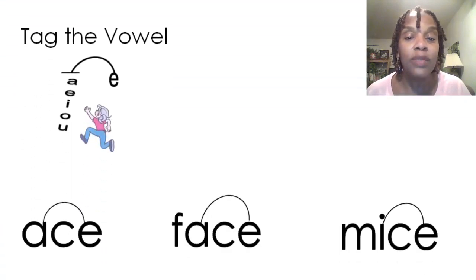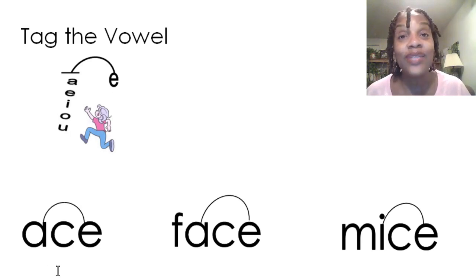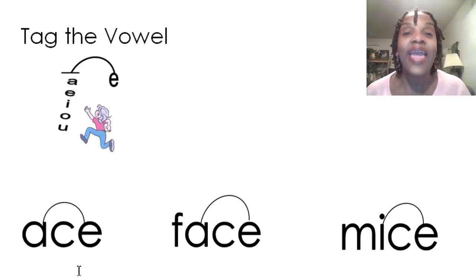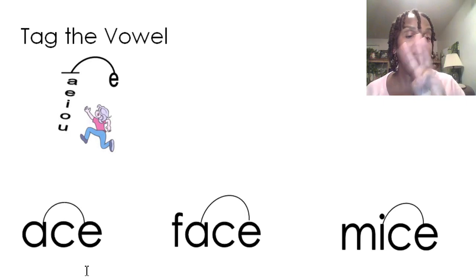So let's do a little tag the vowel practice here. Okay. Very first word. Can you sound out this word before I give you the answer? Did you say ace? Like you ace the sound out test for the letter E. Ace. And in ace, see the 3 jobs? Silent, signal, tagger. Good job.